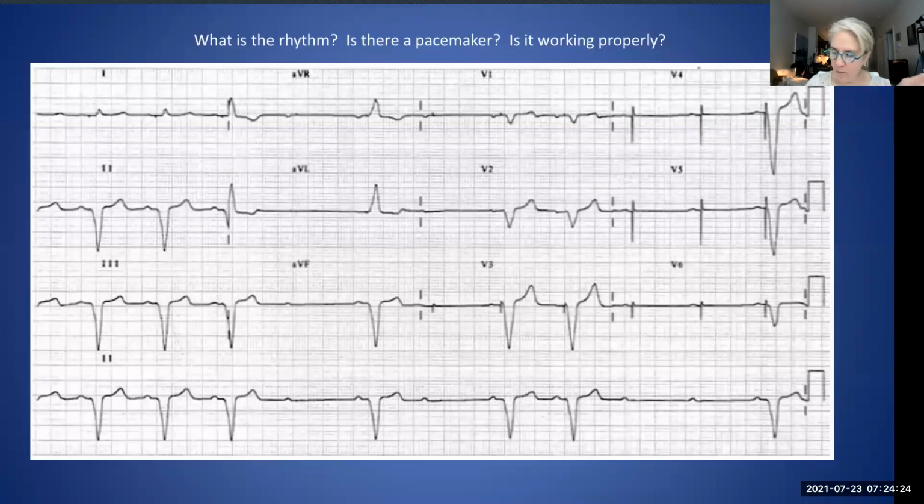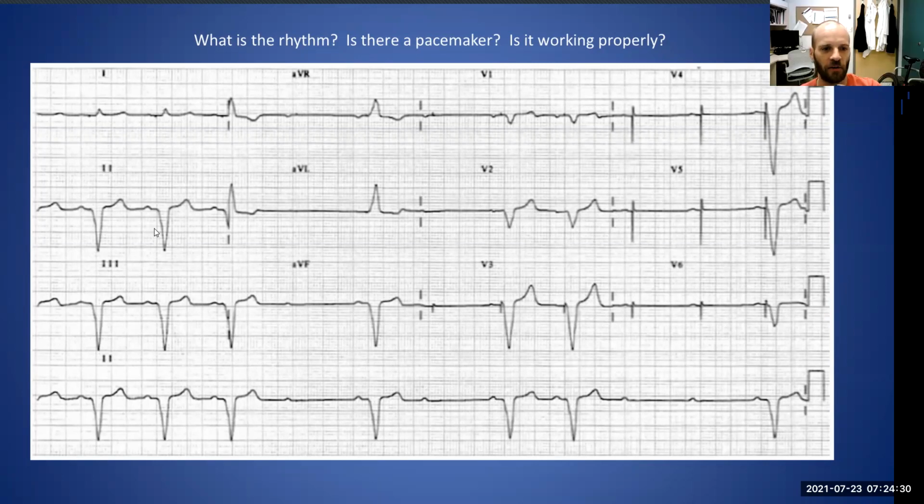Why is it that some of the spikes are visible in some leads and not in other leads? The same reason that QRS complexes look bigger in some leads than others. So here, the QRS complexes look pretty small. In other leads, the QRS complexes look pretty big. It's because of the axis.